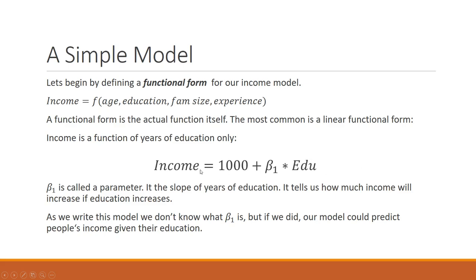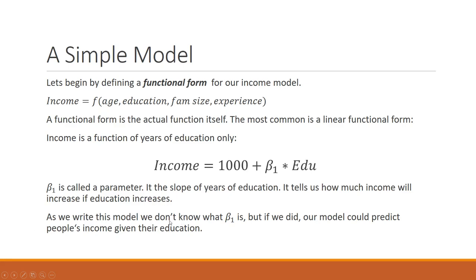So if this is our model, it's linear. There's no exponents. And when we mean linear, we really mean that it's linear in the parameters of the model. So that means this parameter isn't squared, or education isn't raised to the power of a parameter, but the parameter is linear. Beta 1 is a parameter, so we call it a parameter. In this case, it's the slope of years of education. It tells us how much income will increase if education increases by 1 year of education.